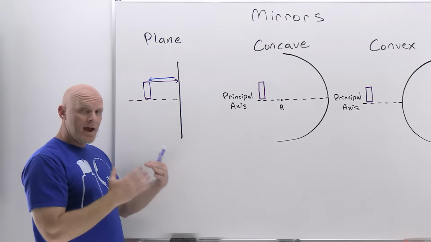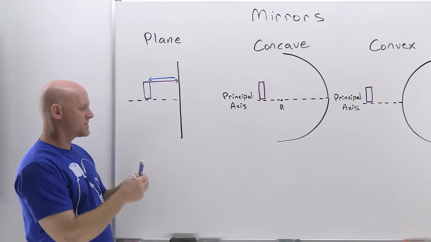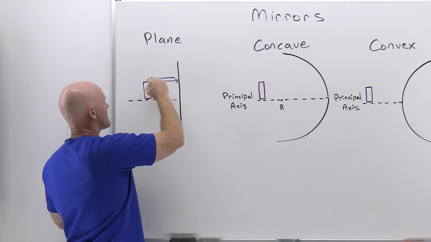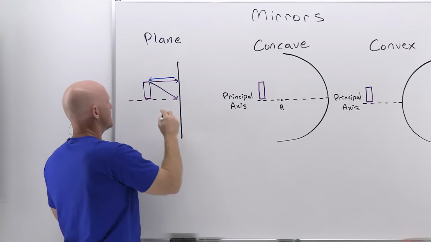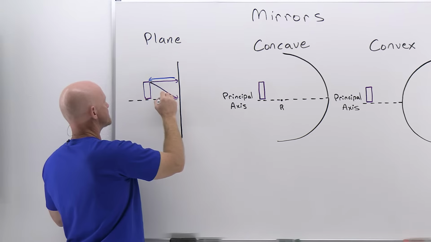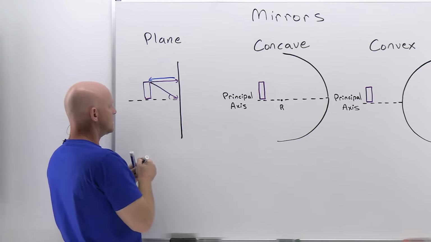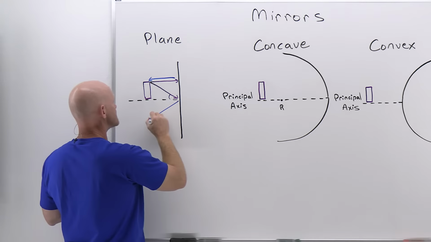Now, again, we could pick any other reflected ray here, but the one I'm going to choose is going to be one that goes to the midpoint of this mirror here, because it's going to be able to identify that law of reflection, that the angle of incidence is going to equal the angle of reflection as well.